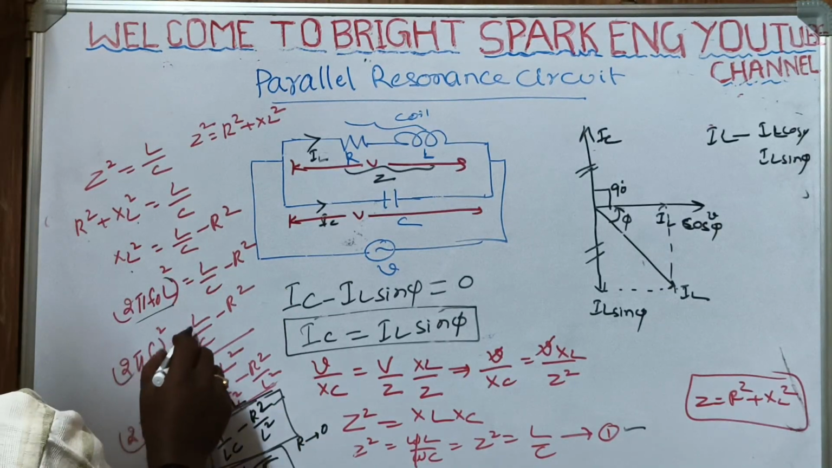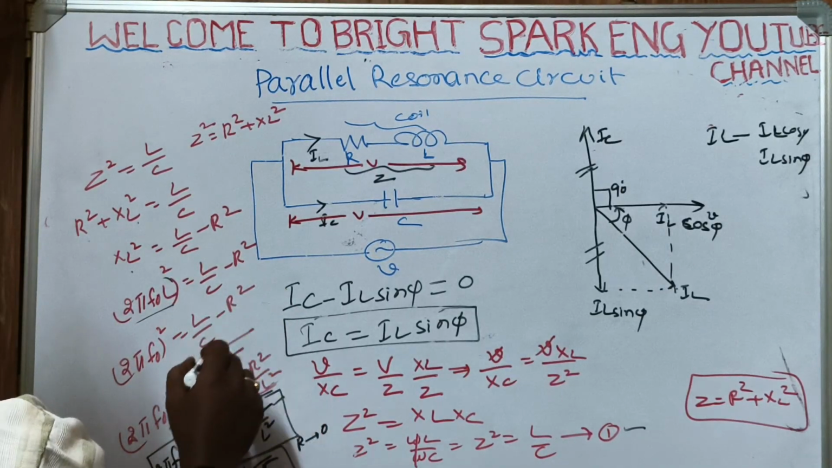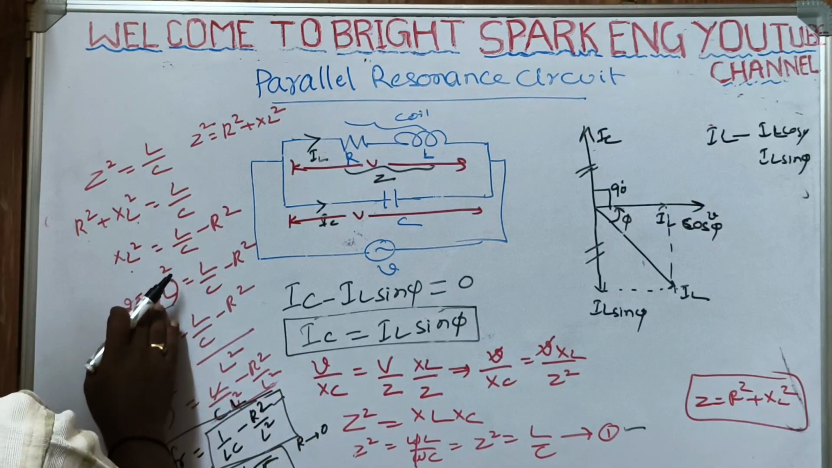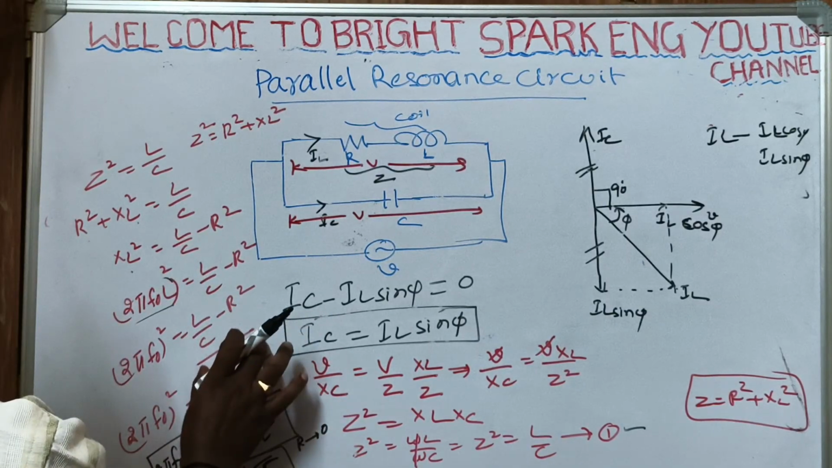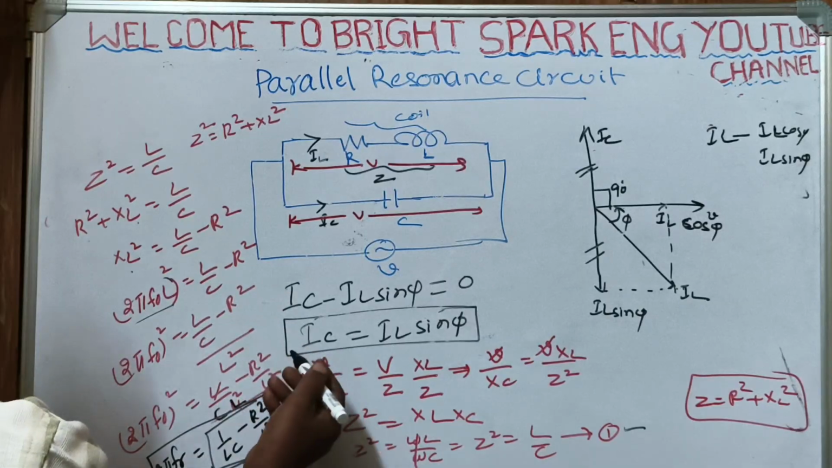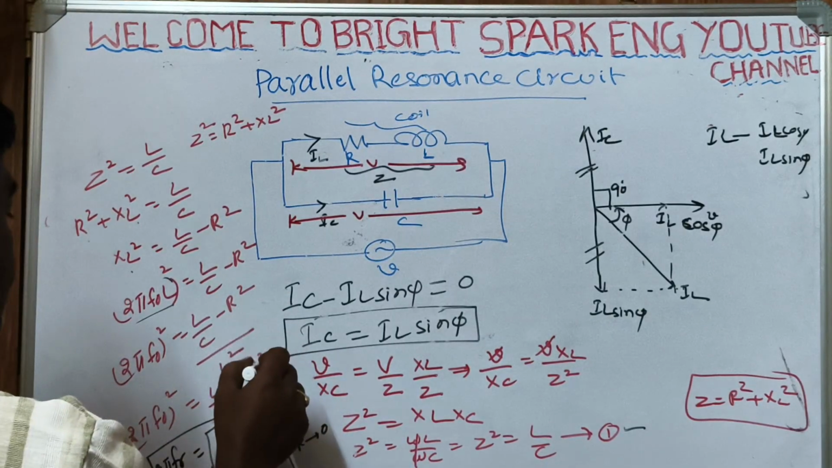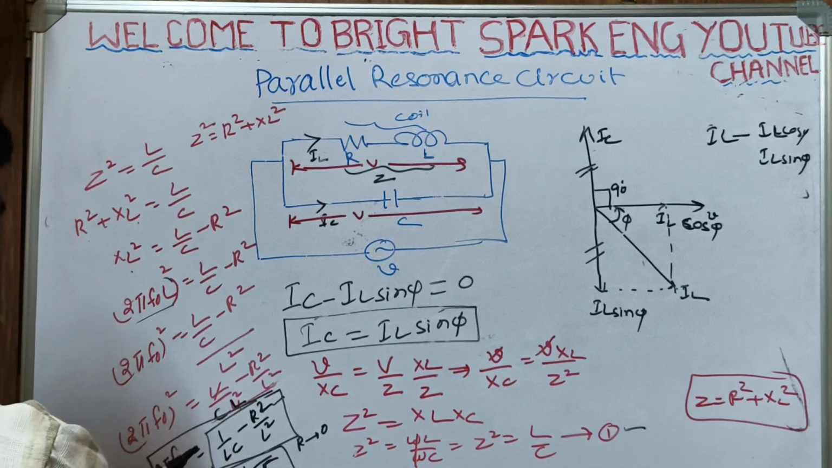Here 2 pi F naught whole square is equal to L by C minus R square by this L square. The numerator goes to the denominator on the right side. That's why L square. L is cancelled. R square by L square. Finally, 2 pi FR is equal to square root of L by C minus R square by L square.